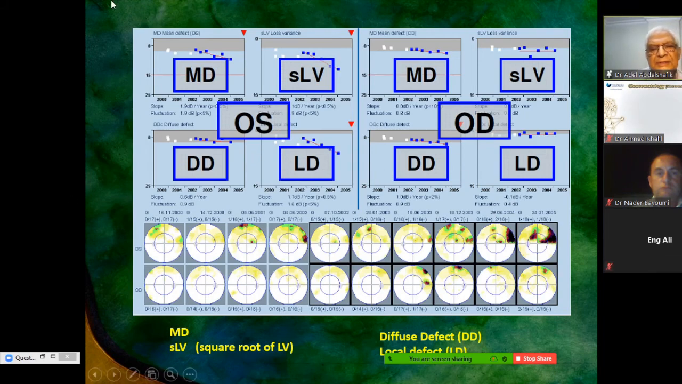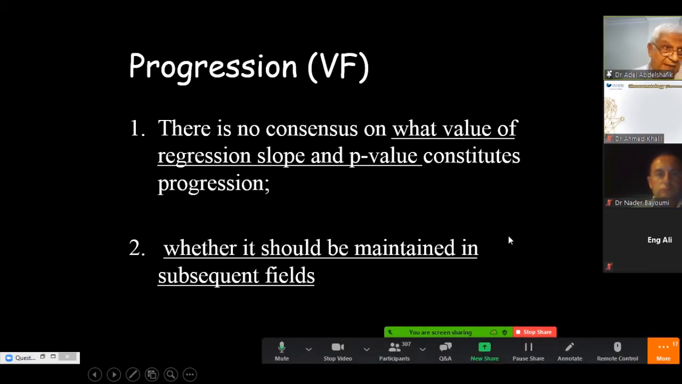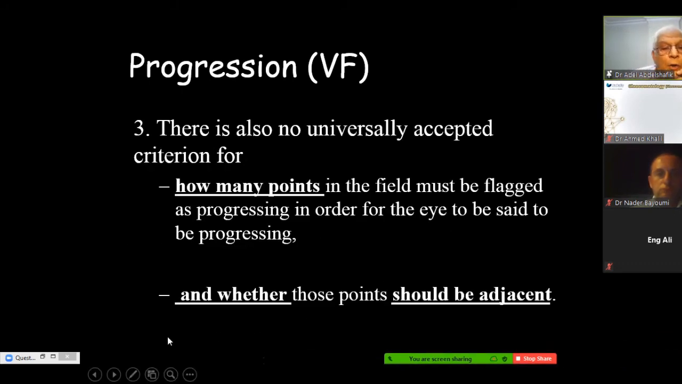They got some parameters again with trend lines. Okay, progression: it is not sure what the value of the regression slope is and what probability is consistent with progression. They haven't agreed on that. And they haven't agreed whether the changes should be on fields next to one another or maybe one field on, one field off. Also, they have not agreed how many points should be included and whether they should be touching one another or not.